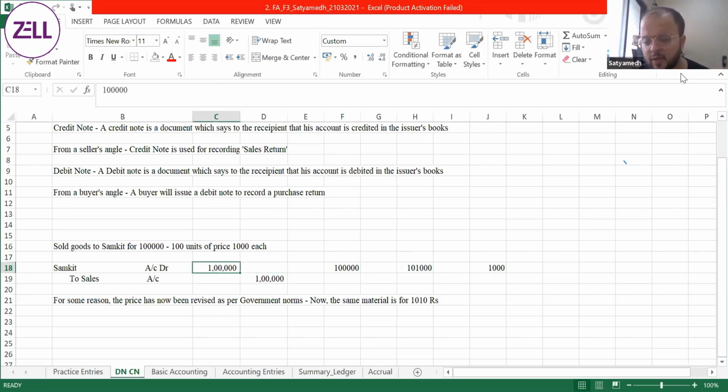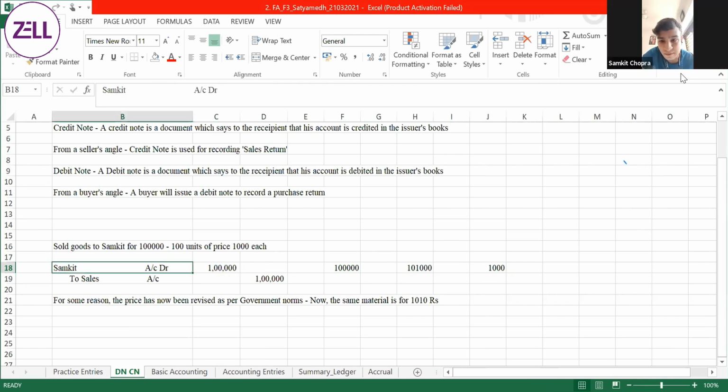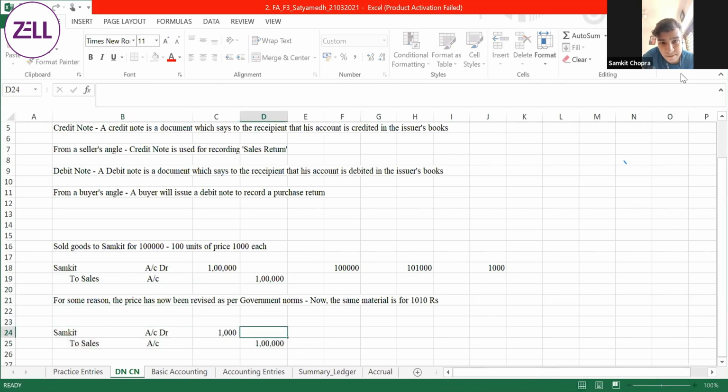पहले मुझे समकित से 1 लाख रुपीस रिकवर करना था, अब मुझे उनसे कितना रुपीस रिकवर करना है, 1,01,000. पहले मैंने समकित को कितने से डेबिट किया था? 1 लाख. कितने से करना चाहिए टोटल? 1,01,000. So additional debit to Samkit should be for what amount? 1,000. 1,000. Very good. So 1,000.